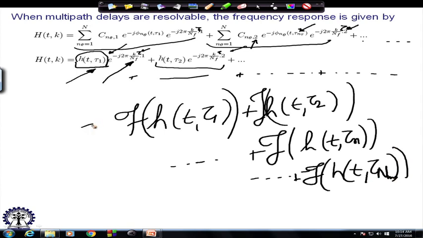This is the expression that we get in frequency selective fading, and we will see how this gives rise to frequency selectivity in the next lecture. Thank you.